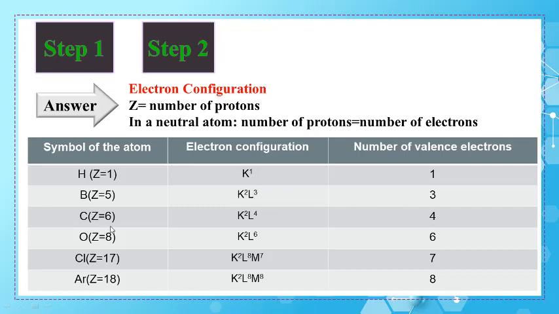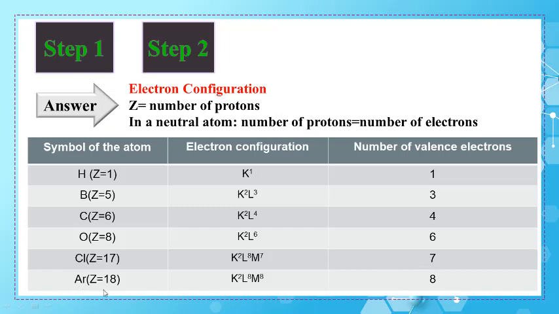For carbon having Z equals 6, the electron configuration is K2L4, and the number of valence electrons is 4. For oxygen having Z equals 8, the electron configuration will be K2L6, and the number of valence electrons is equal to the number of the electrons on the outer shell or valence shell, then it is 6. For chlorine having Z equals 17, the electron configuration will be K2L8M7, and the number of valence electrons is 7.